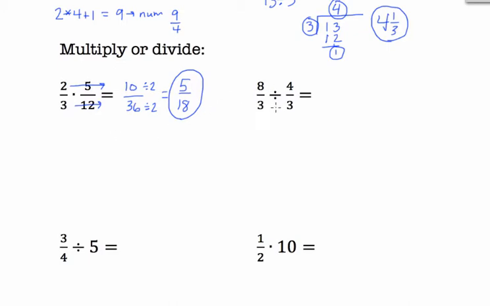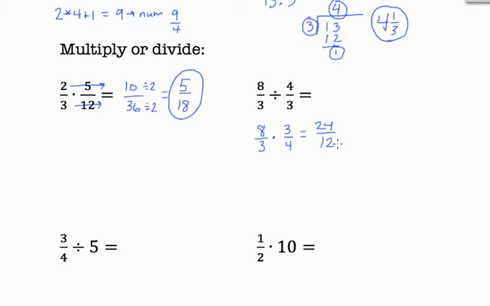Okay? Dividing fractions. To divide fractions, you flip the second fraction and multiply, or you multiply by the reciprocal of the second fraction. I recommend rewriting the whole problem. 8/3 times 3/4. Now multiply straight across the top and straight across the bottom. You get 24 divided by 12, 24/12.